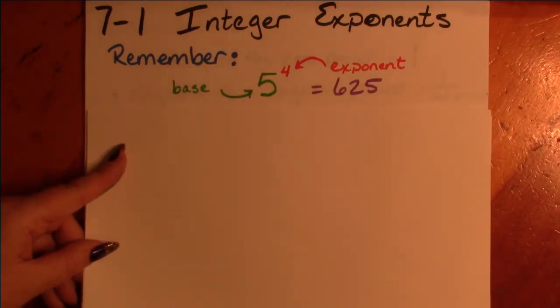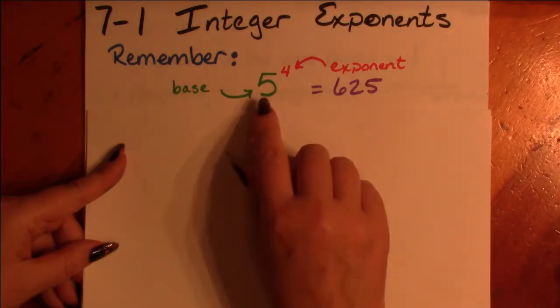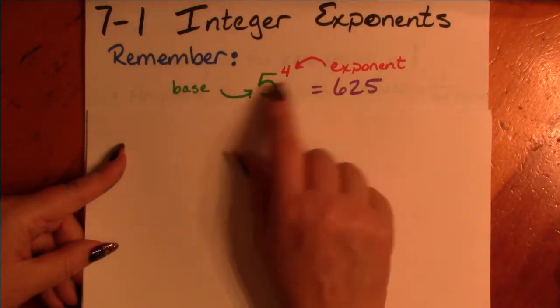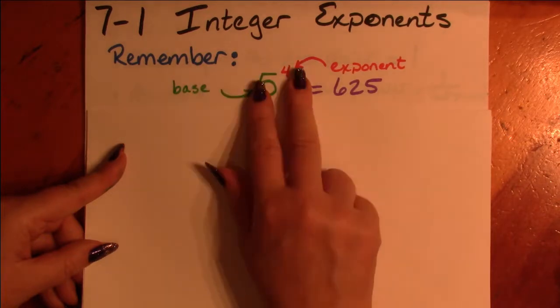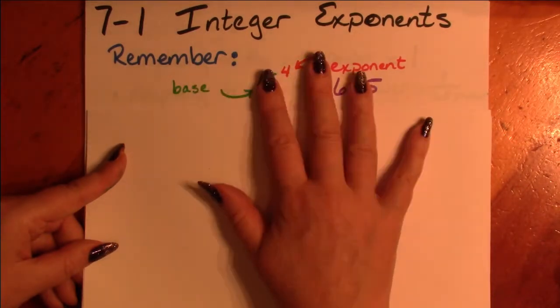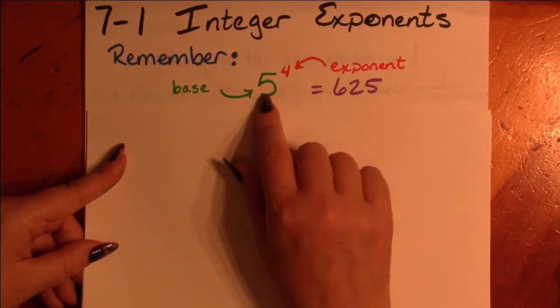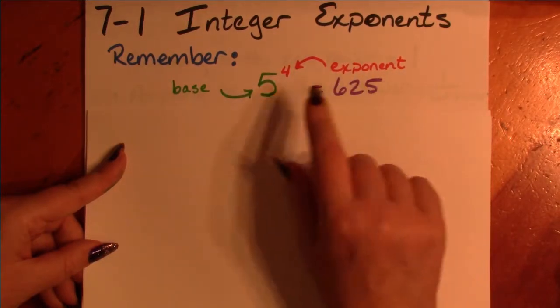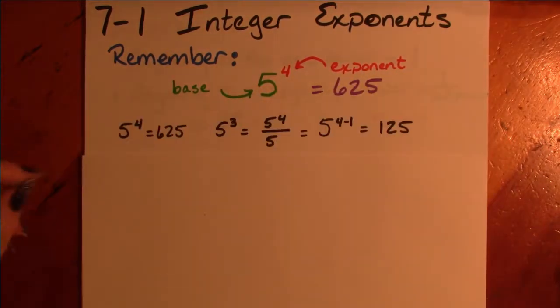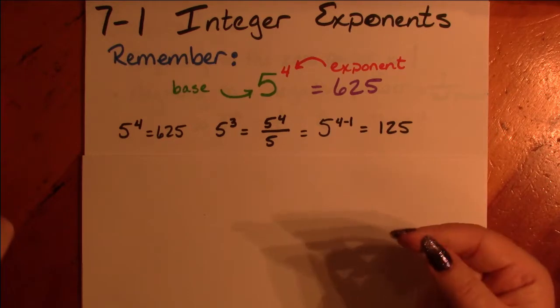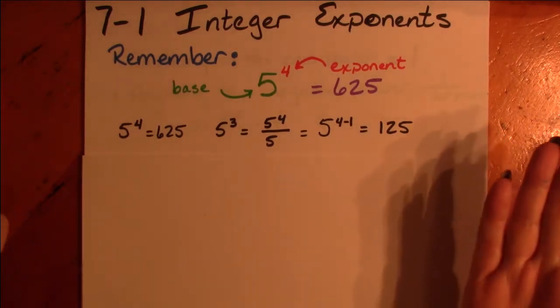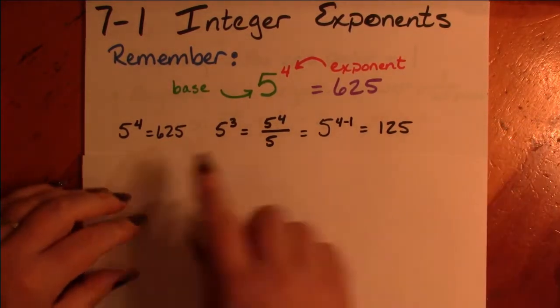So, basic memory. When you're looking at 5 to the 4th power, this is the exponent, this number we call the base, and to solve it you do 5 times 5 times 5 times 5. It's not 5 times 4 is 20, it's multiplication.